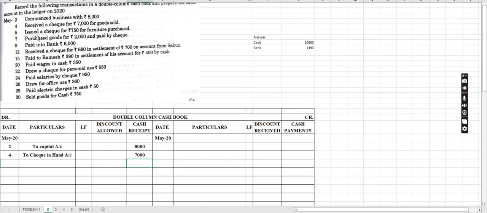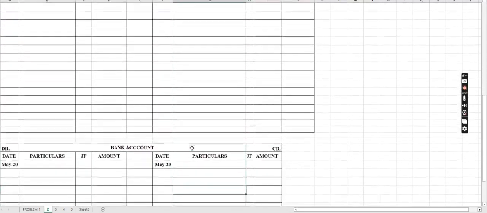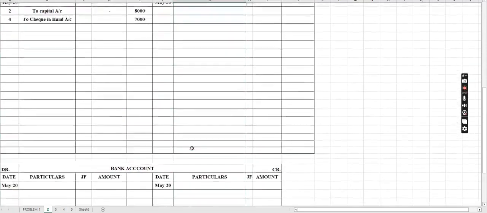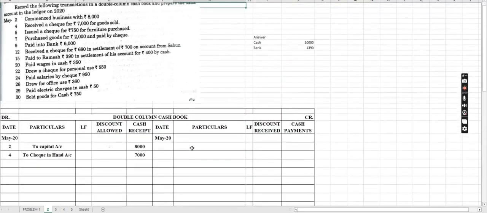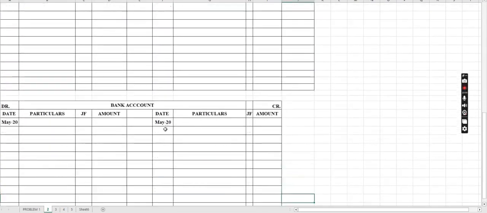Let's see later. Okay. Fifth, issued a check for 750 for furniture purchased. Now we have issued a check for rupees 750. That is a bank account, right? We have to go to the bank account column. On what date? On 5th, issued a check for 750 for furniture purchase. On 5th, issued check means we are paying the cash.